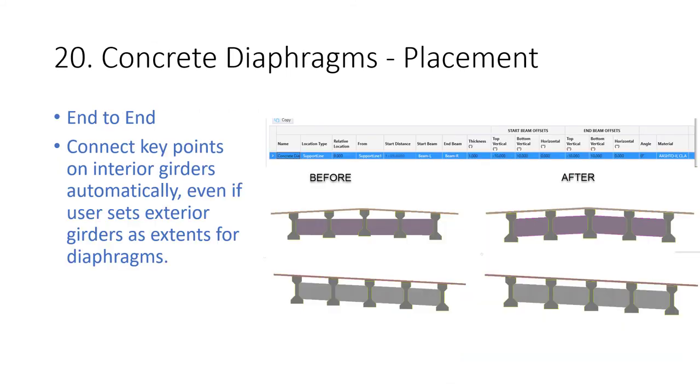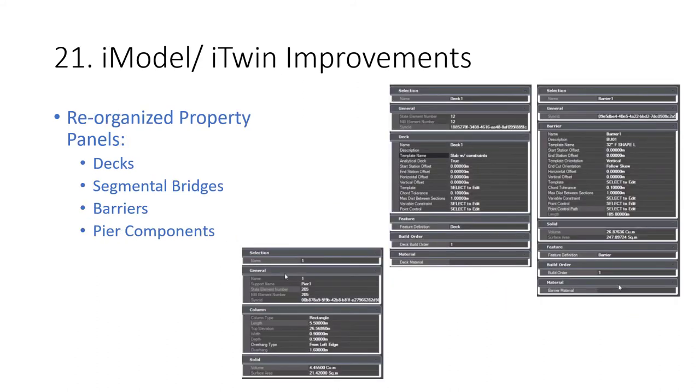We enhanced the way to place concrete diaphragms. Before, we just placed it by checking connection points from the outer left beam to the outer right beam. Now it goes in key points on every beam, so it's more efficient. That's the way to place it. So you can select that option and customize it when you're placing concrete diaphragms on your prestressed girders.